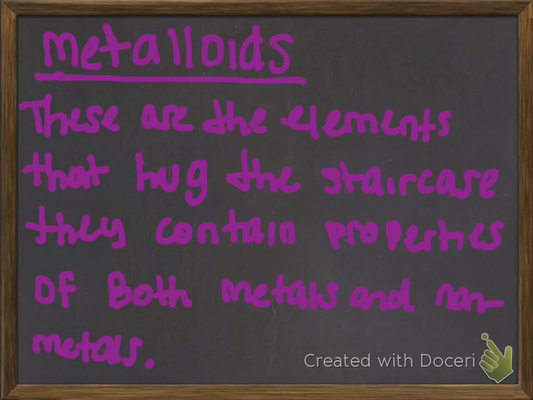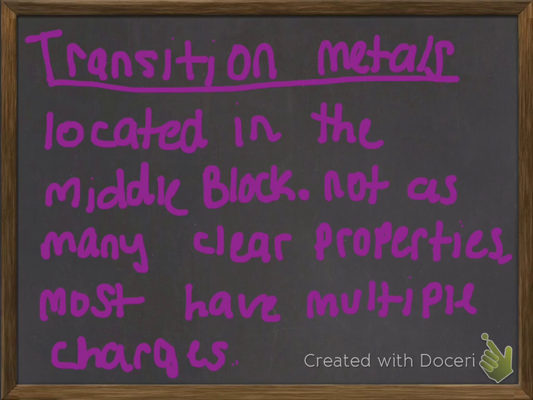Metalloids. These are elements that hug the staircase. They contain properties of both metals and nonmetals. Transition metals. These are located in the middle block. They are metals and they don't have as many clear properties, but most of them have multiple charges.